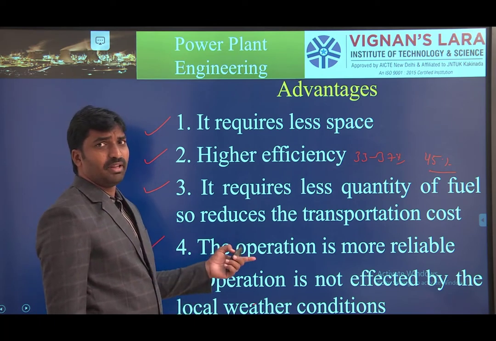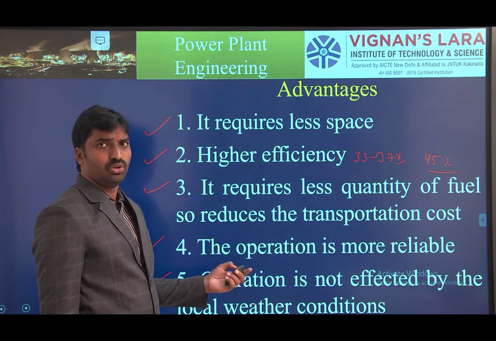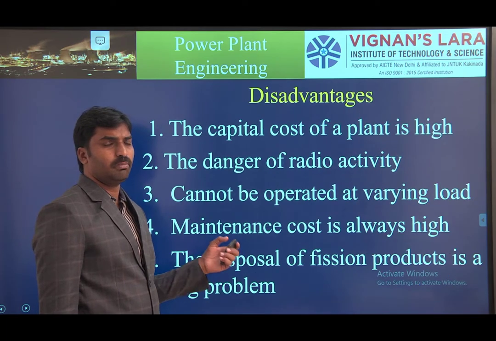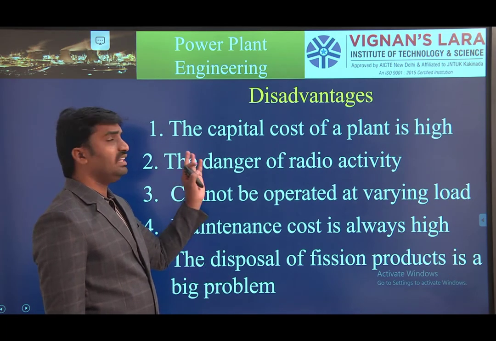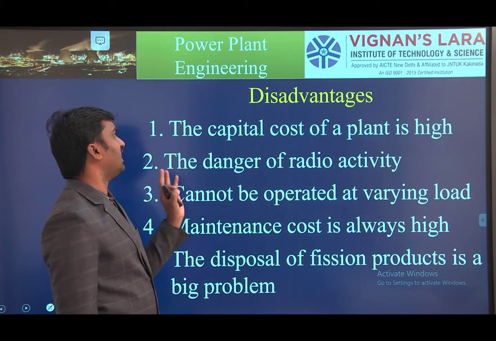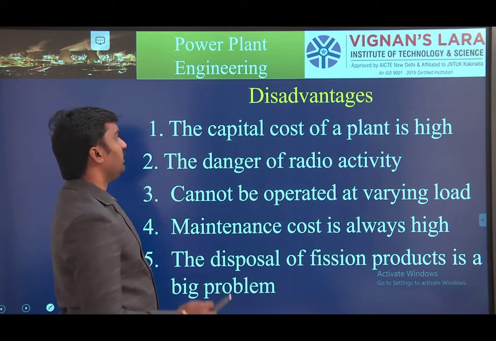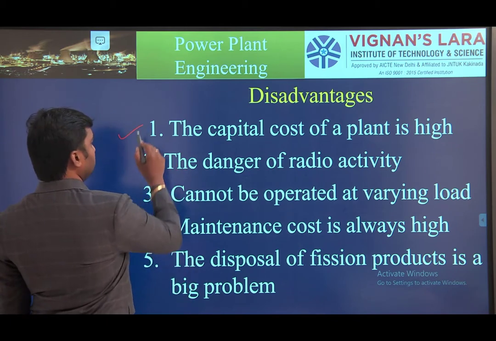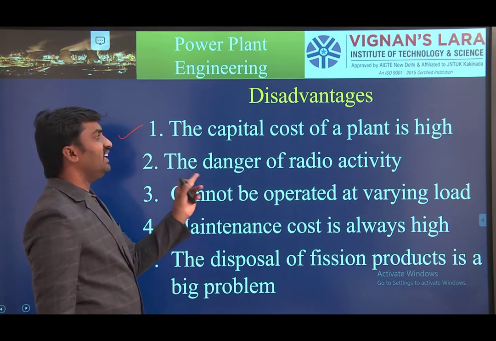At the same time, it has some disadvantages also. So what are the disadvantages of a nuclear power plant? The main thing is that the capital cost of the plant is high. The capital cost of the plant is high, and there is the danger of radioactivity.